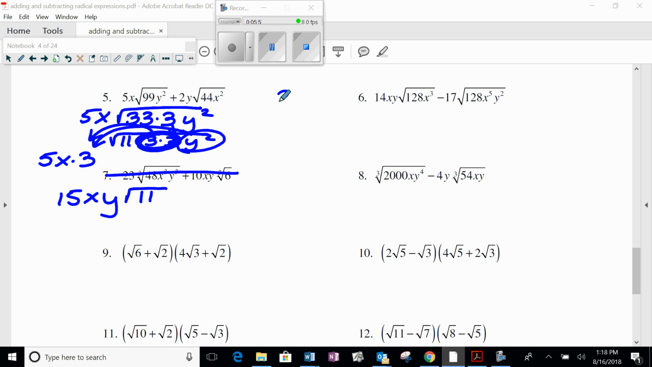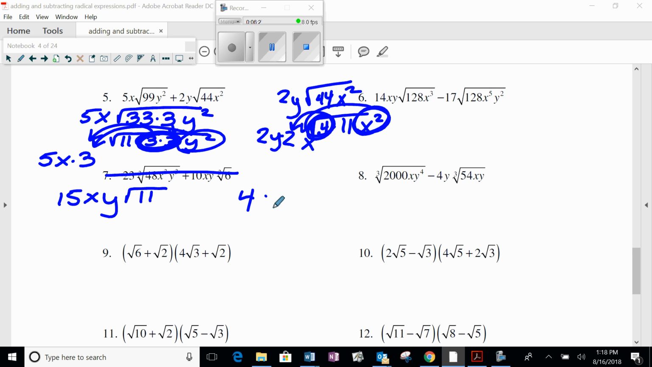So now we need to do the second radical. So we have 2y. We're going to break up 44 into 4 times 11, x squared. 4 is a perfect square, so it comes outside as a 2. Multiplying. And x squared comes out as an x. So we end up with 4xy square roots of 11.